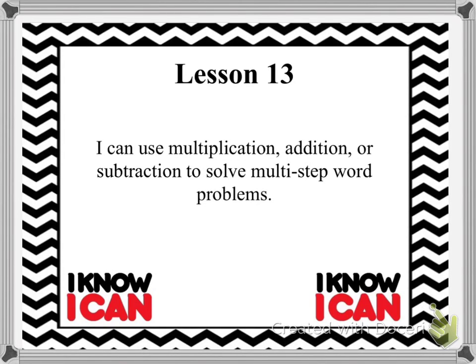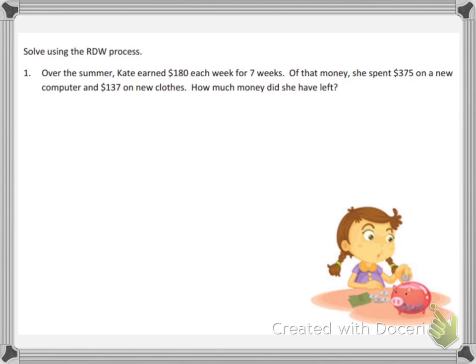Right, we're going to start tonight with Lesson 13, Module 3. I can use multiplication, addition, or subtraction to solve multi-step word problems. So let's get started. Using the read, draw, and write method, we are going to answer the following word problem. Over the summer, Kate earned $180 each week for 7 weeks. Of that money, she spent $375 on a new computer and $137 on new clothes. How much money did she have left?